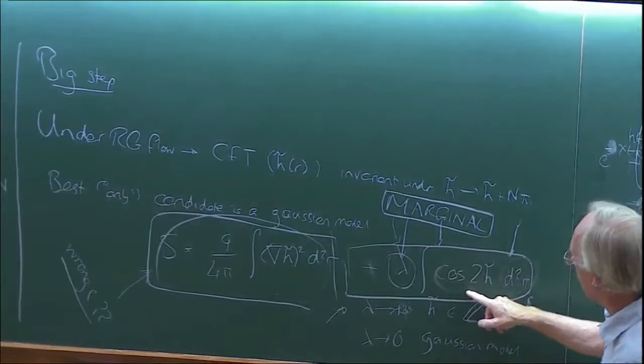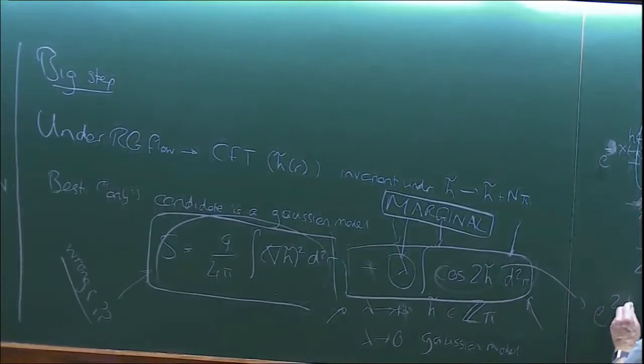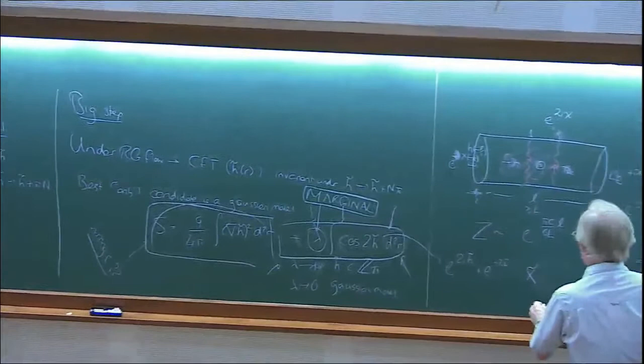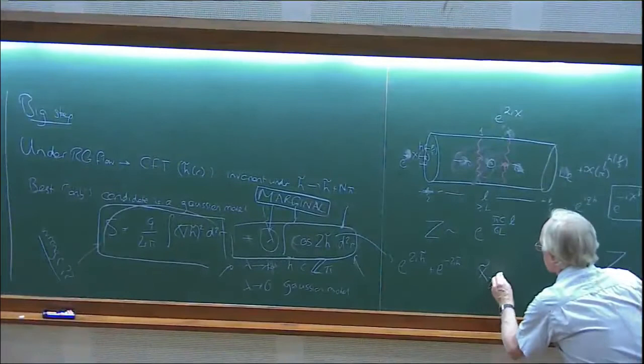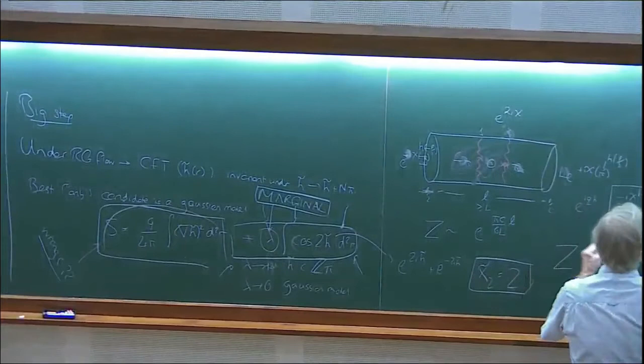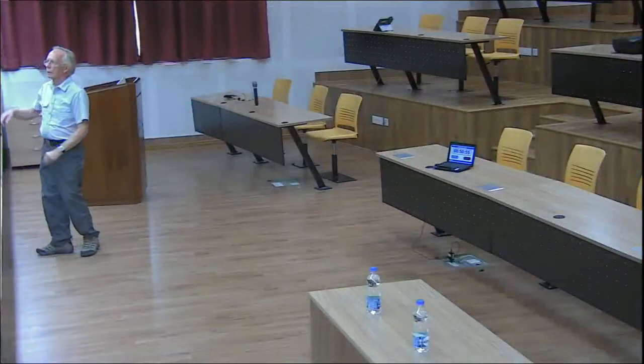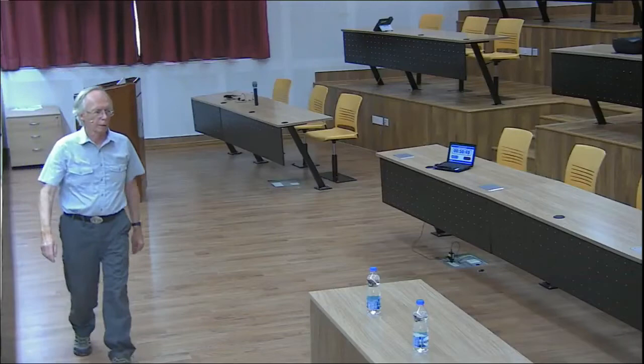this object here, which is like e to the 2i h tilde plus e to the minus 2i h tilde, has to have scaling dimension x tilde 2, right? Because here q is 2, so x tilde of 2 should be 2. So if we use this formula here and insist now that x tilde of 2 equals 2, this gives us a relation between g and chi. And that's the last thing that we actually have to fix.